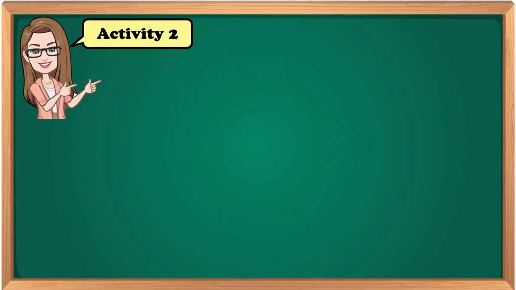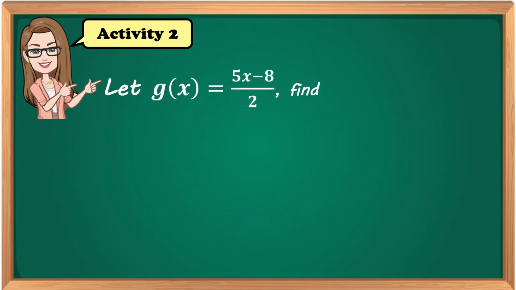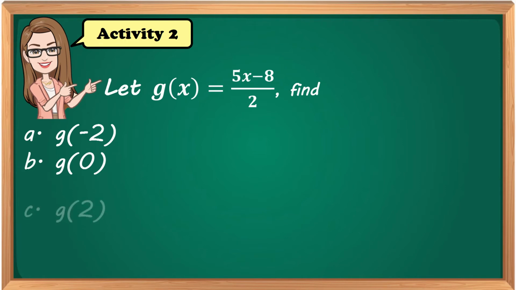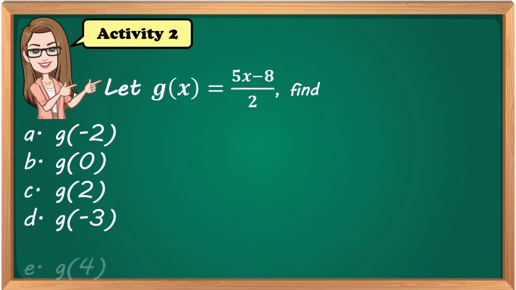Now let's move on with activity 2. Let g of x is equal to (5x minus 8) over 2. Find g of negative 2, g of 0, g of 2, g of negative 3, and g of 4. So again, feel free to pause this video as you solve each given.